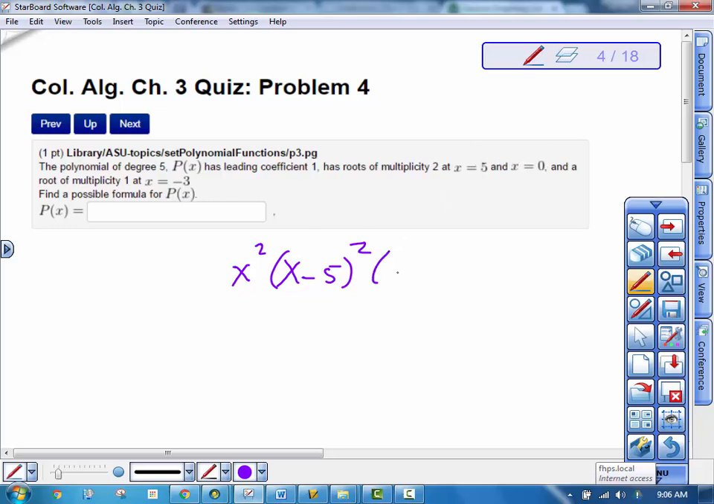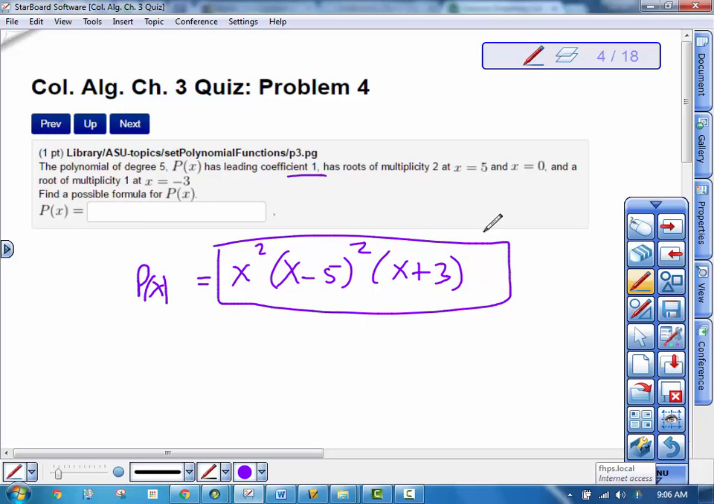And then it's got a root of multiplicity 1 at x equals negative 3, so that'd be x plus 3 to the first. Now there's our equation. We're done because a leading coefficient of 1 means that our a value is going to be 1, which it will be if you multiply all this out. So we'll just leave it just like this, and what they want you to enter in is this part.